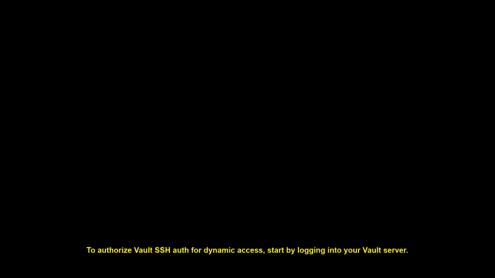To authorize Vault SSH auth for dynamic access, start by logging into your Vault server. Ensure that you have administrative privileges to make the necessary changes. Next, navigate to the Vault UI or use the Vault CLI.